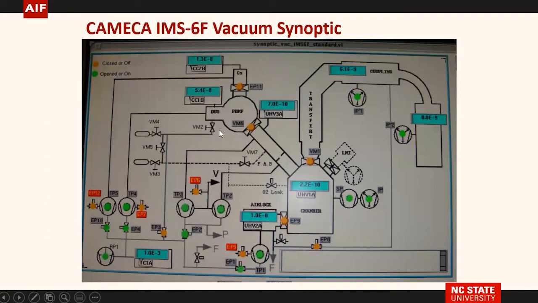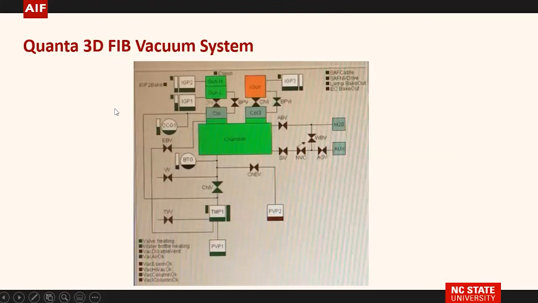This is one on a mass spectrometer, it's a live one, which means if I click on this, I open that valve. If I click on this, I turn off that turbo pump. And this particular one is set up to read the pressures as well. This is called a vacuum synoptic. If you don't have a diagram, here's one for a focused ion beam. Here's the ion column and electron column. If you don't have one, draw your own.